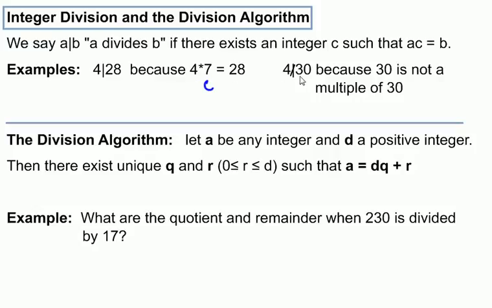On the other hand, 4 does not divide 30 because 30 is not a multiple of 4. The multiples of 4 that are near 30 are 28 and 32. 30 would be somewhere in between. So since 4 doesn't evenly divide 30, we'd say that 4 does not, with a line through it, divide 30.